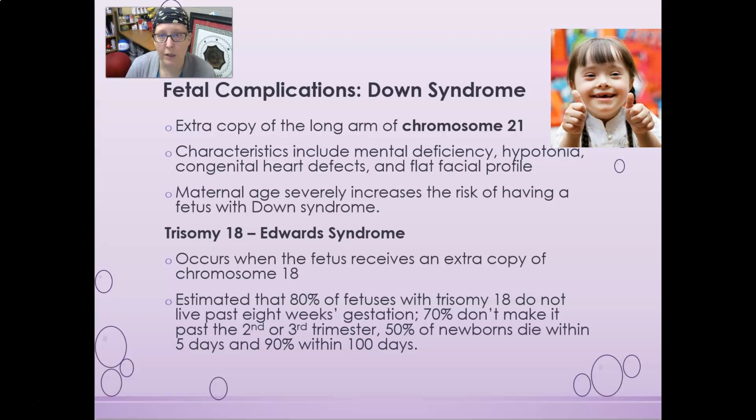There is also a condition that's kind of related to it. It's trisomy 18, or Edwards syndrome. This one occurs when the fetus receives an extra copy of chromosome 18. What you have to know, though, is that it's estimated that 80% of fetuses with trisomy 18 don't live past 8 weeks gestation, so they don't even make it out of the first trimester. And 70% of them don't make it past the second or third trimester. Half the newborns with trisomy 18 will die within 5 days, and 90% of them will die within 100 days.